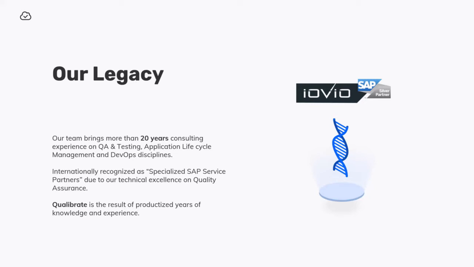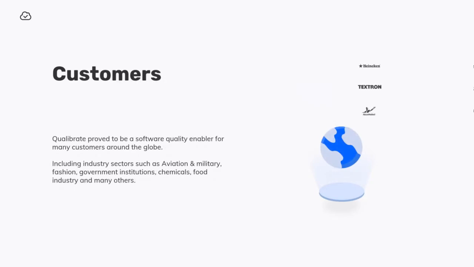Essentially, Qualibrate is just the result of productized years of consulting experience that we have implemented in global customers in different industries. We launched Qualibrate in 2016 for the first time. One of our first customers was AkzoNobel and Tommy Hilfiger. And since then, we have been fortunate to have proven the value of enabling software quality while making the software delivery much more agile and release to production at higher speeds.